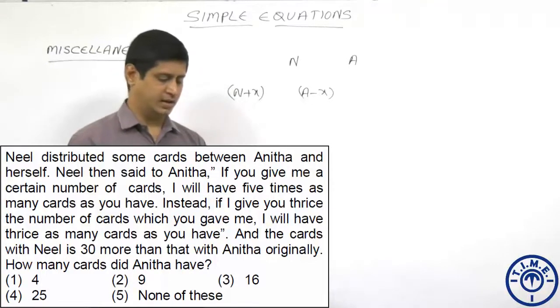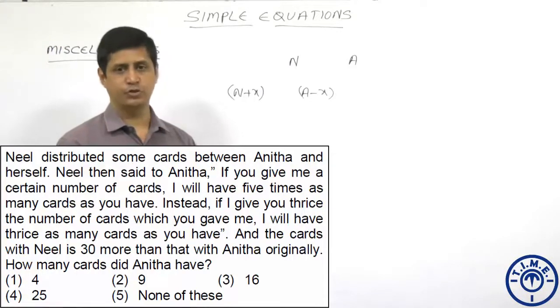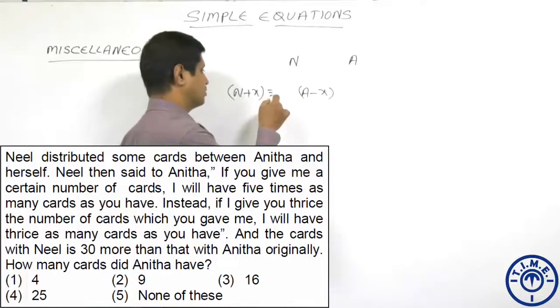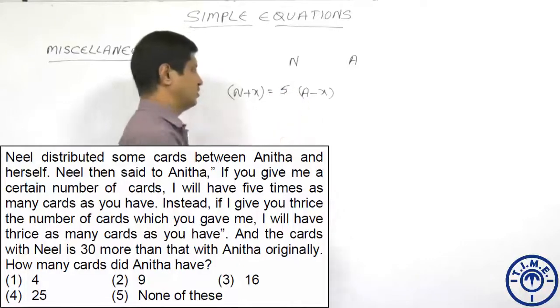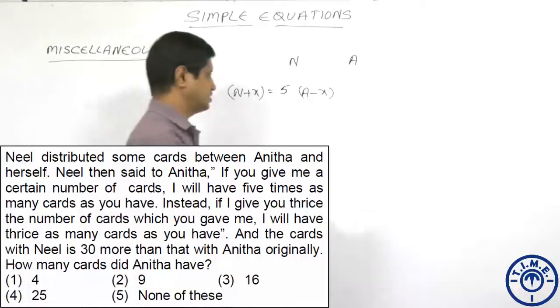Now how are these two related? The relation is, I will have 5 times as many cards as you have, means the number of cards with me is 5 times the cards which you have. So 5 times, this is the first condition.